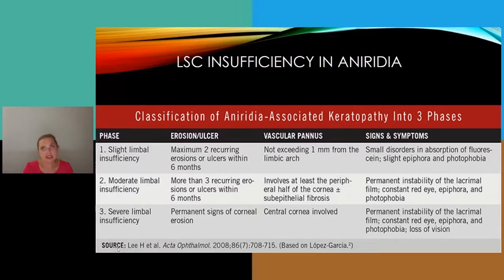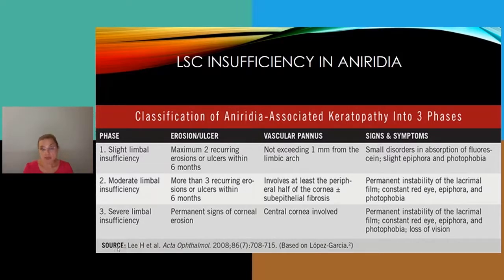And basically, this classification divides aniridia-associated keratopathy into three different phases. The first one is slight limbal insufficiency. The patient usually has a normal or a little bit red eye from time to time, and they have occasional recurrent erosions, like up to 2 erosions over 6 months, and they are usually with very small pannus.